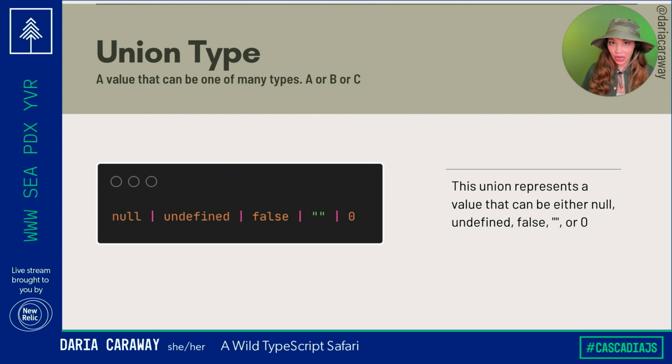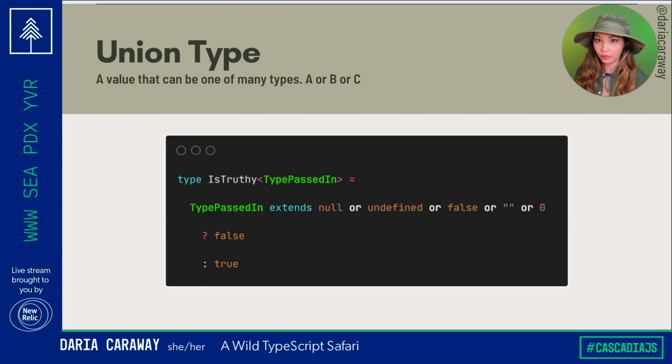Okay, now that we've taken a look at the generic, let's talk about union types. Union types are an incredibly fundamental part of TypeScript that are used to compose other types, but can also be used on their own. Here, a union type is a type that can be either null or undefined or false or empty string or zero.